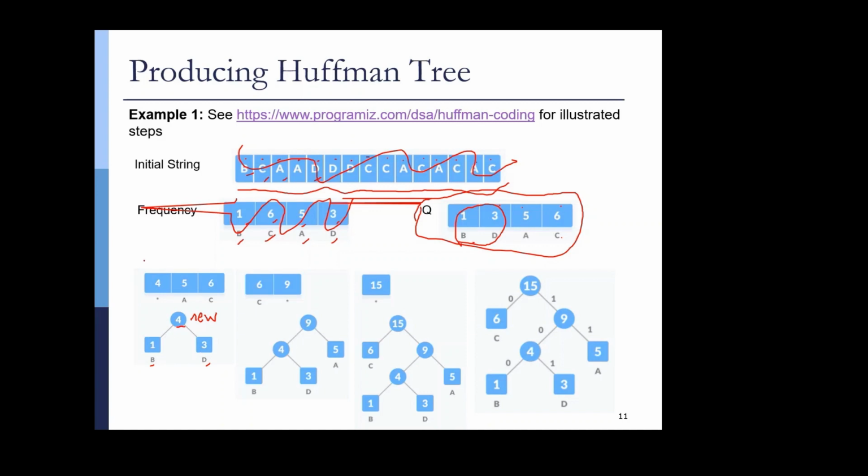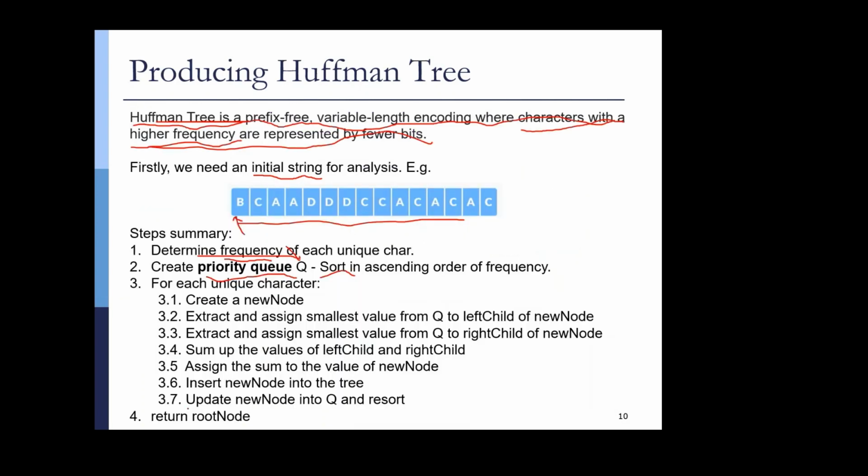Now, what happened to the priority queue? Just now you have B and D, right? You have taken them out, you put them here already. So we are only left with 5 and 6. But wait, we must update the priority queue with the new node. The new node value is 4, right? So we're going to put it here, because 4, 5, 6, from small to big.